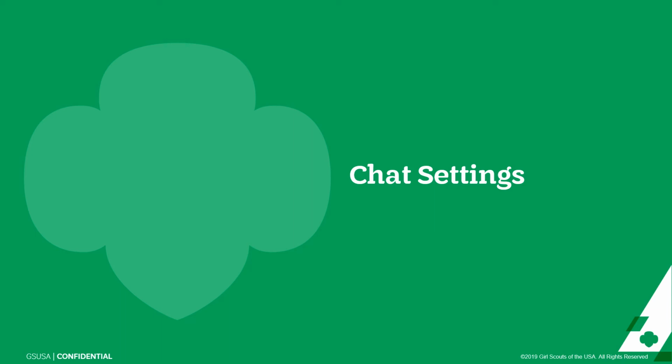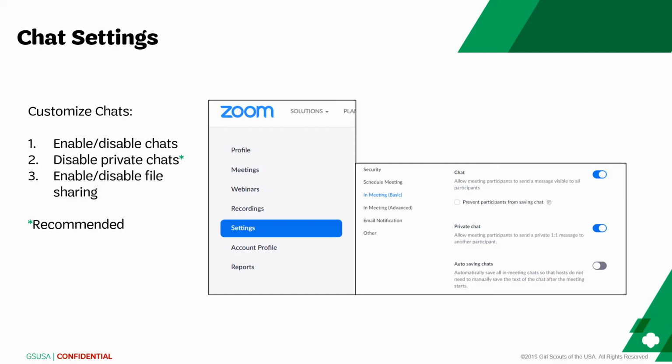Zoom's chat feature is a great way to send quick messages to participants, but chats can get unruly without proper settings and monitoring. As previously reviewed, you have several options for customizing your meeting chat. When signed into your account, click on Settings. Under the Meeting tab, go to In Meeting Basic. You'll see several options related to chat here.